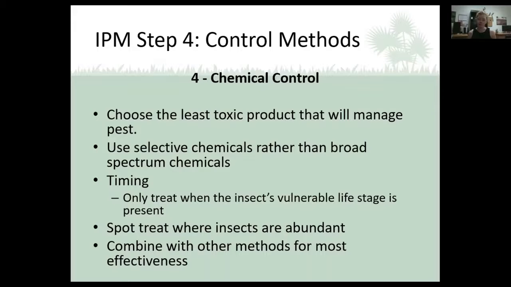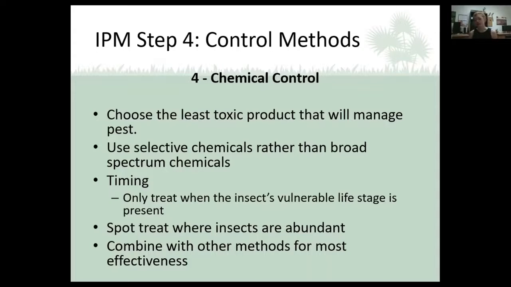Timing, this is pretty important. I think I brought this up a little bit earlier. Only treat the insect's vulnerable life stage. So if the insect is a pest as a larva, you don't want to spray right when it's about to become an adult. You want to figure out the timing of the season when their eggs are hatching, and then spray when they're at their smallest, most vulnerable life stage, which is the youngest larval stage, stuff like that.